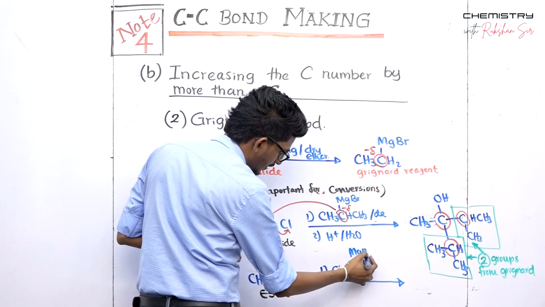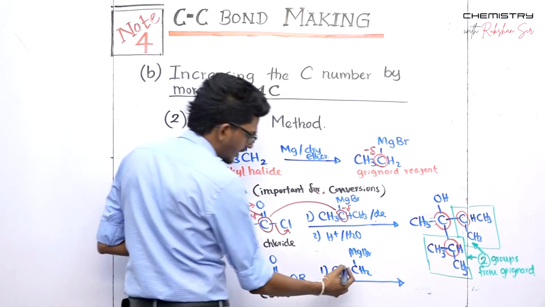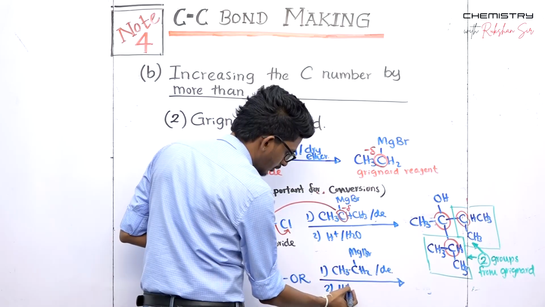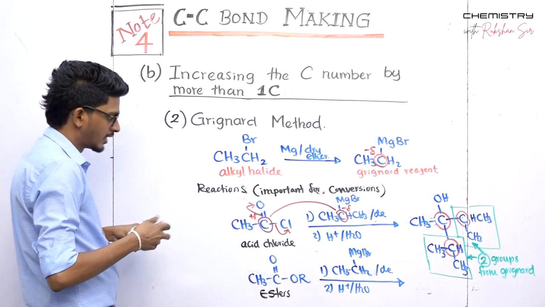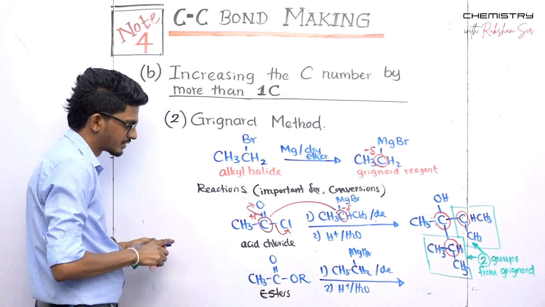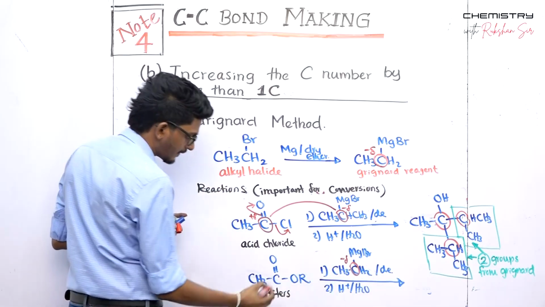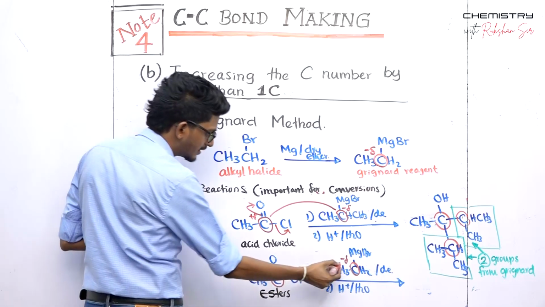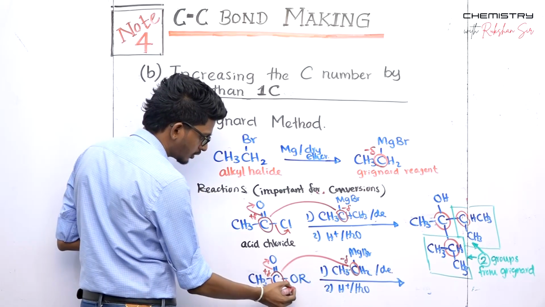This Grignard you are dealing with, some simple stuff compared to the earlier case. In dry ether, you are adding the Grignard, then H2O. The same kind of reaction is possible with esters. So this is your Grignard carbon, which is negative. This is your ester carbon, which is positive. So this connects with this, this one will leave, and not only that, this also leaves.